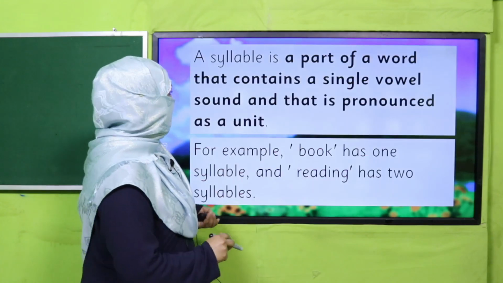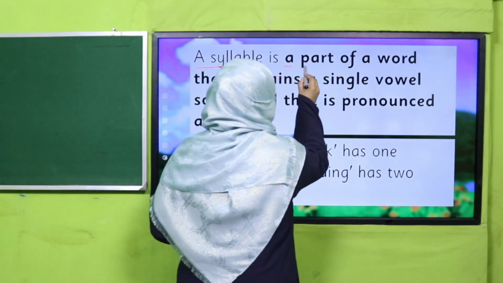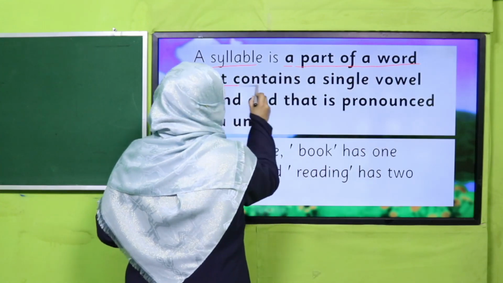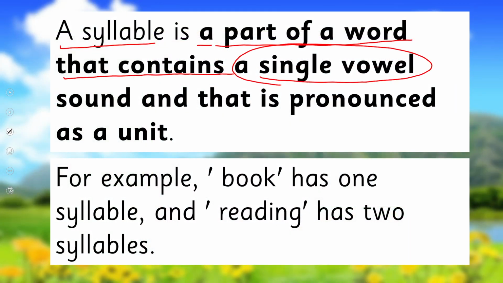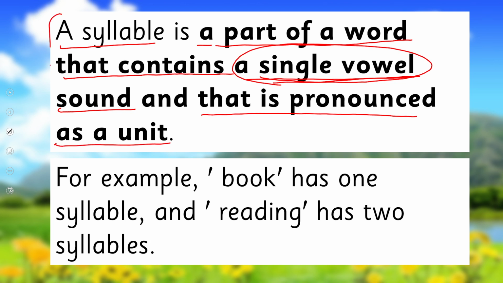Yes, my dear children, I hope you remember that a syllable is a part of a word that contains a single vowel sound. A single vowel sound makes one syllable and is pronounced as a unit. This example is "book". Whenever I say single vowel sound, it doesn't mean one vowel. It means one vowel sound. Though there are two vowels here, they are making one sound. Book. That's why it's one syllable.